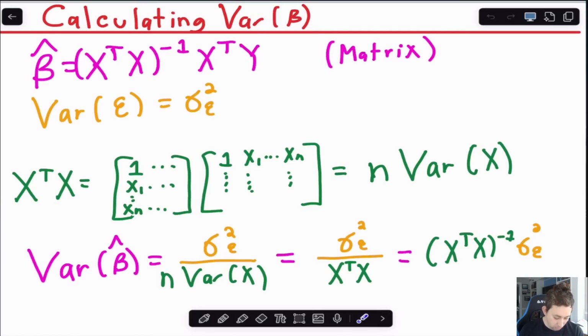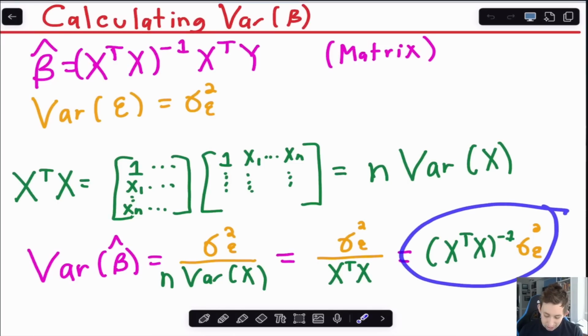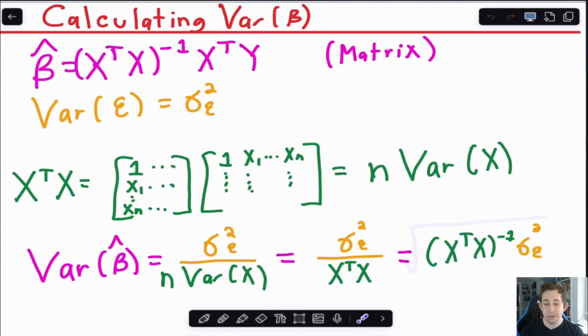And so then if I want to think about the variance of beta hat, what I could do is I could just take the variance in my epsilon term and divide it by n times the variance of x. What I would get is sigma squared epsilon over X'X, or (X'X) inverse times sigma squared epsilon. This right here, this is going to be the variance of beta hat. And when I take the square root of that, that's going to be my standard error.